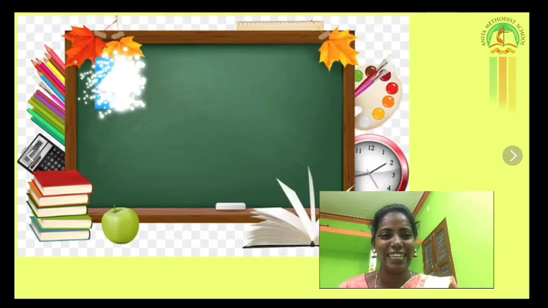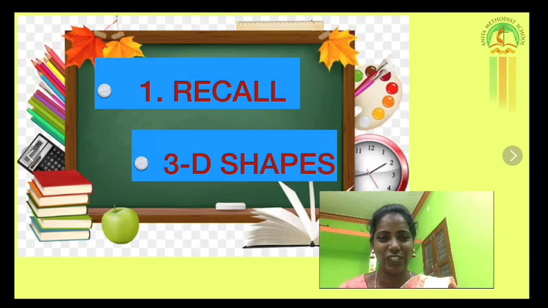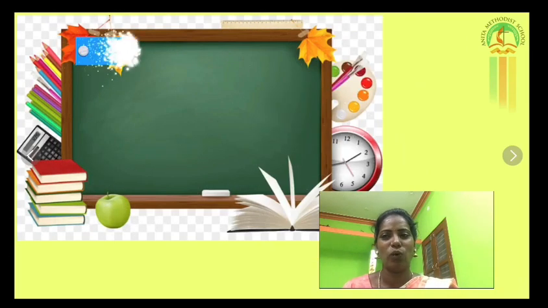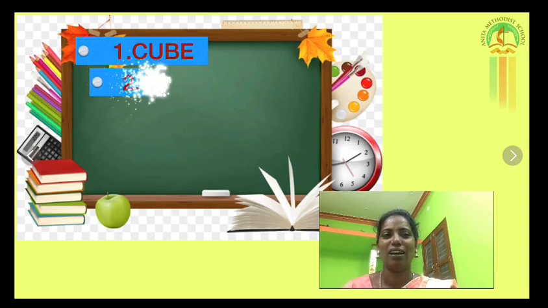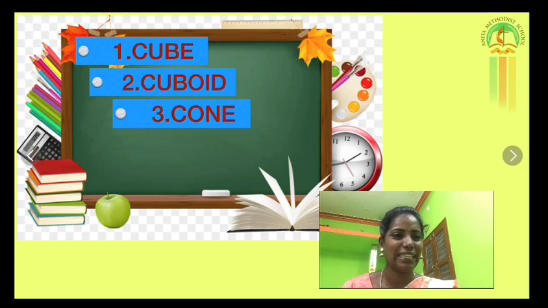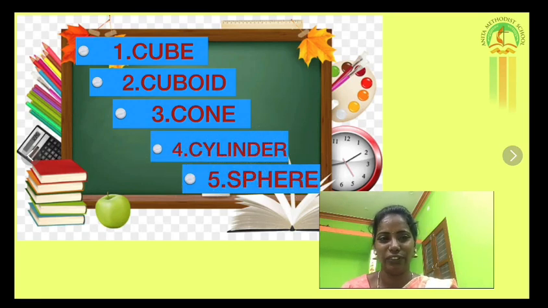In last class, we learned 3D shapes and their properties. Today, we are going to first recall 3D shapes. What are the 3D shapes? Firstly, cube. Secondly, cuboid. Thirdly, cone. Fourthly, cylinder. Fifthly, sphere.